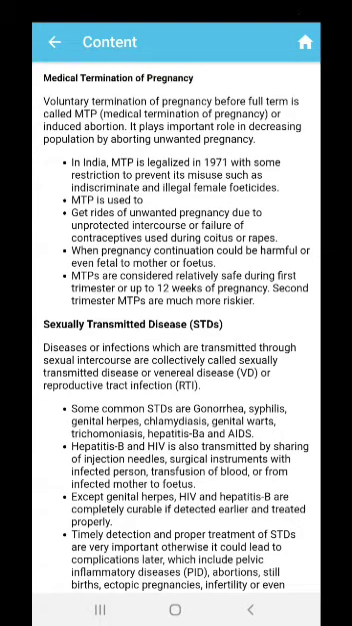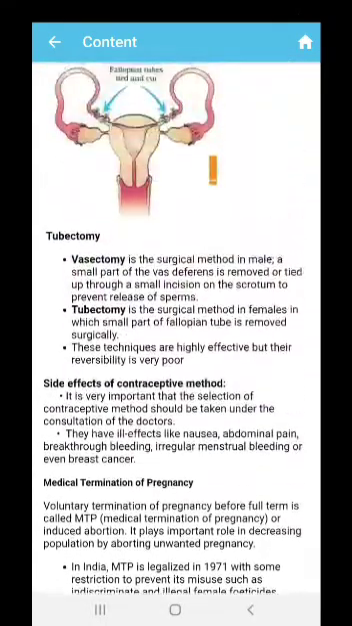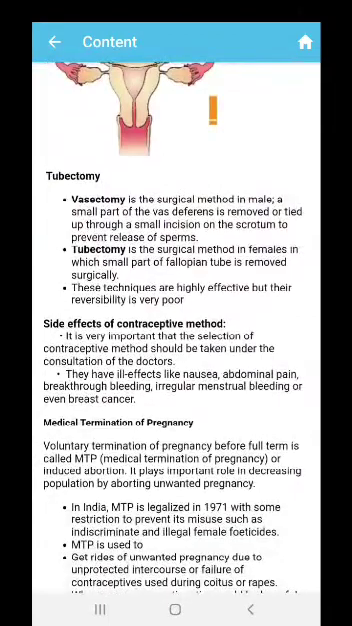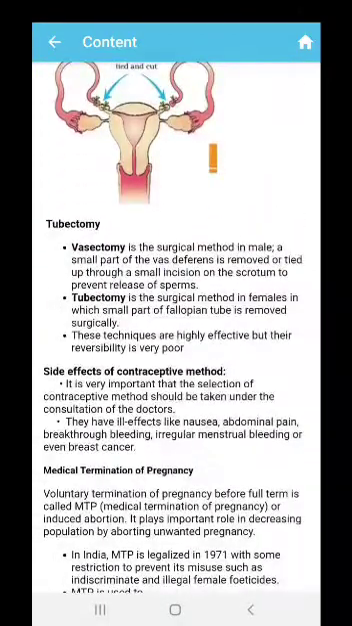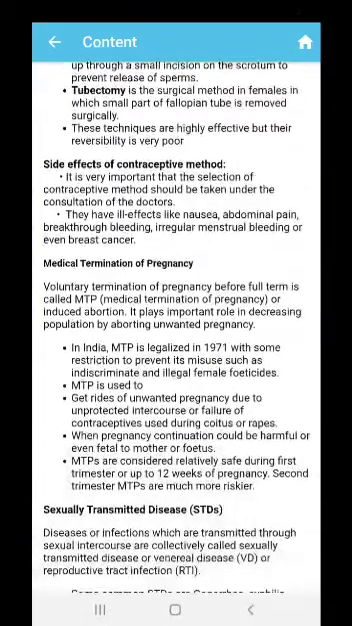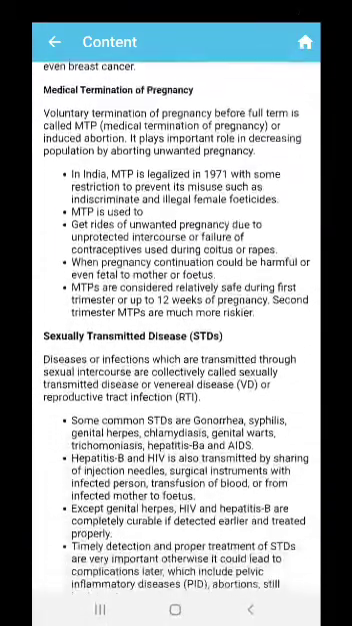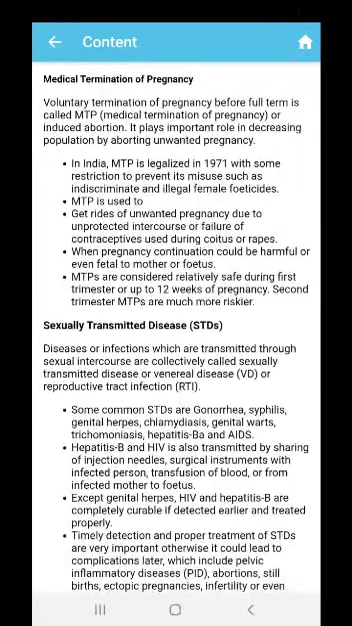In the previous section of the NCERT Biology 12th class book, we were talking about contraceptive methods, and we had talked about the surgical methods of contraception, that means vasectomy and tubectomy, and their side effects also. Now today we are going to talk about medical termination of pregnancy, also known as MTP, or induced abortion.